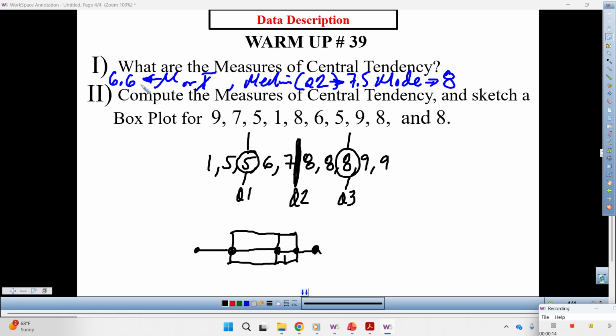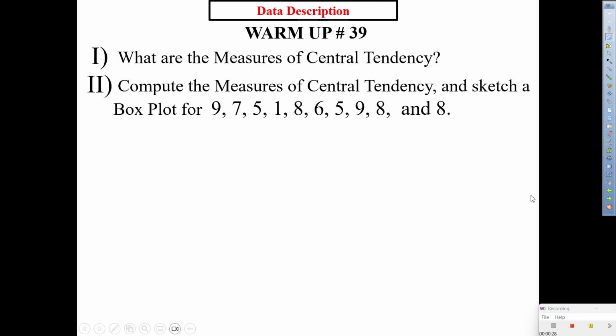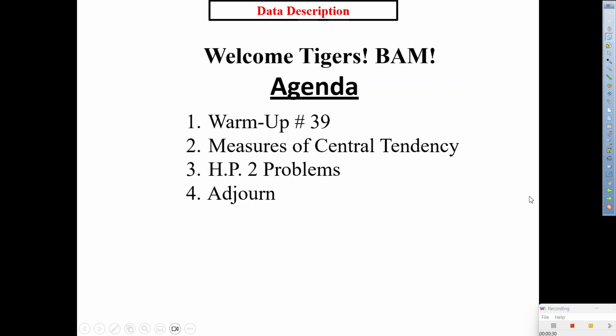All right, so mean 6.6, median 7.5, mode 8. Q1 is 5, Q2 is 7.5, Q3 is 8, and our box plot from there. Then our agenda: warm-up 39 done, measures of central tendency, and tonight's homework, 2 problems only.